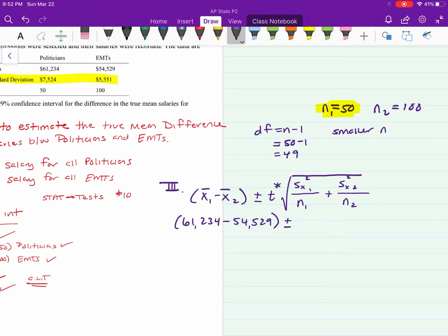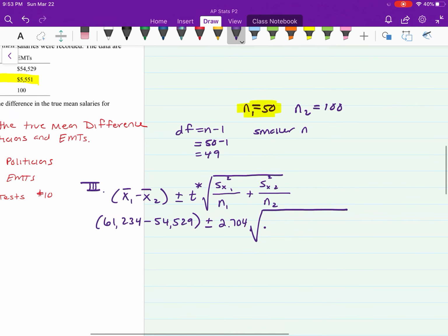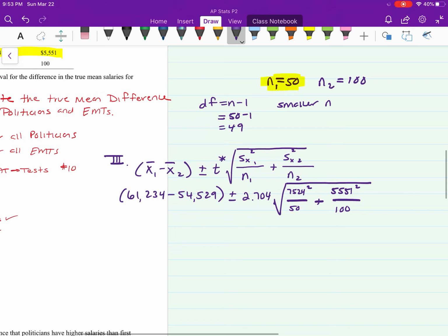This is just to show work. And now we're just plugging in stuff from the problem, from that table, which is actually really nice. This would be 7,524 squared over 50, and then okay, now calculator time. Again, you go stat tests, go down to number 10, to sample t interval, put all your data in, and it gives you a confidence interval.